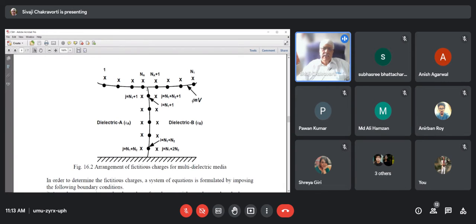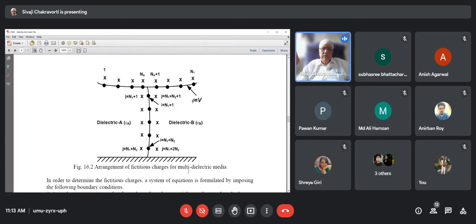Please remember that all the charges and the points are sequentially numbered. So, if there are N2 number of points on the dielectric interface, their numbering will start from N1 plus 1, because up to N1 is within the electrode. So now it will be N1 plus 1 to N1 plus N2. This is the numbering of the points.